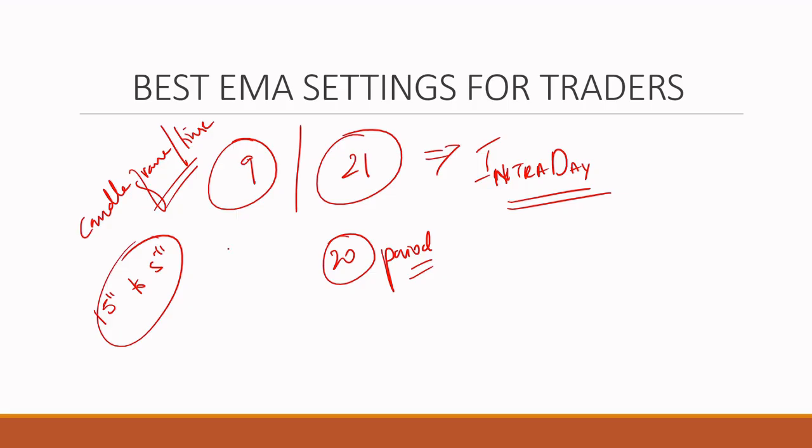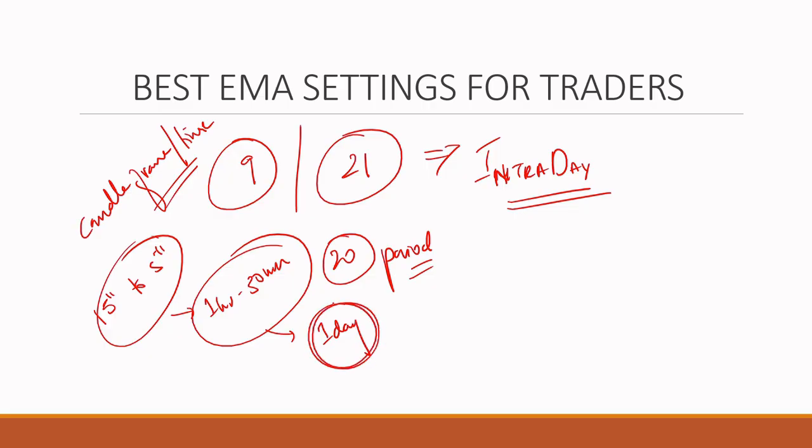Now, what happens if you are a swing trader? Probably you increase it to 30 minutes to 1 hour candle. If you are a swing trader, use 30 minutes to 1 hour candles. Positional trader, just change it to 1 day. So this is for intraday trading, this is for swing trading, this is for positional trading as well as swing trading, and this is for long-term investments if you are looking at that.